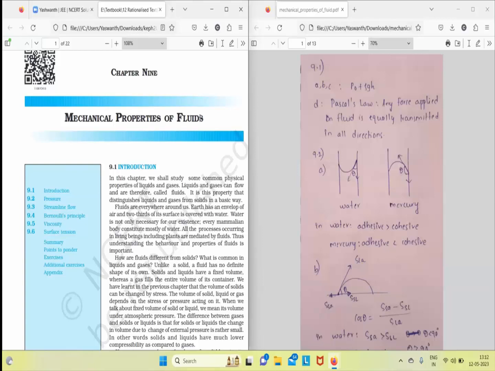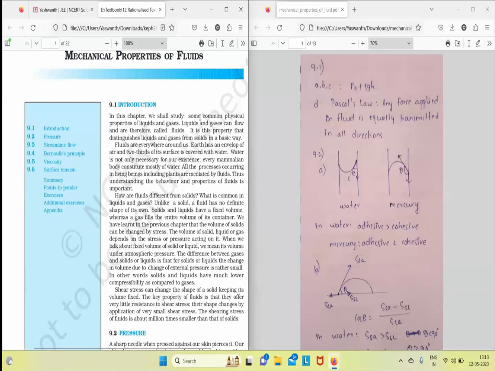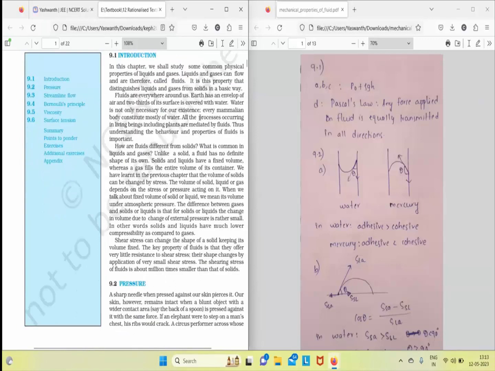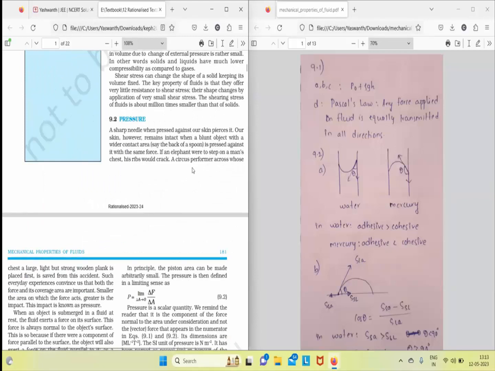The chapter name itself contains a word called fluid. Fluid is nothing but liquids and gases. It doesn't contain solids, it only contains liquids and gases. So today we are going to discuss the mechanical properties of fluid, like how they behave, what formulas we apply to them and what their properties are.